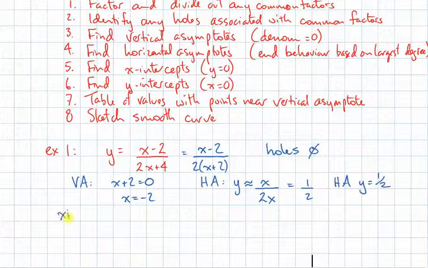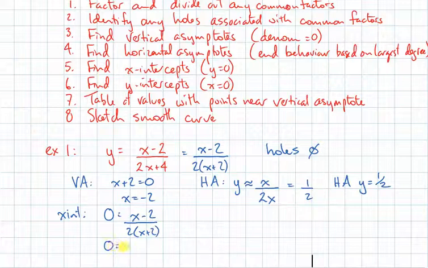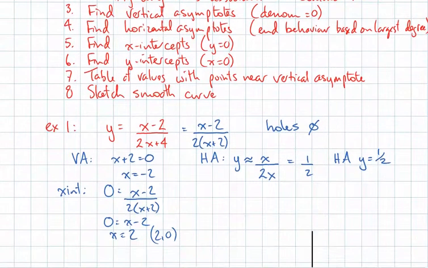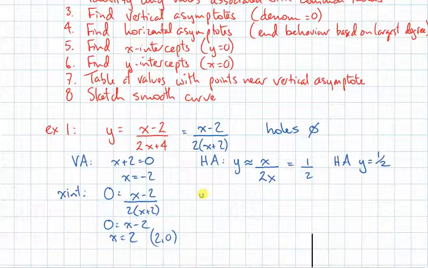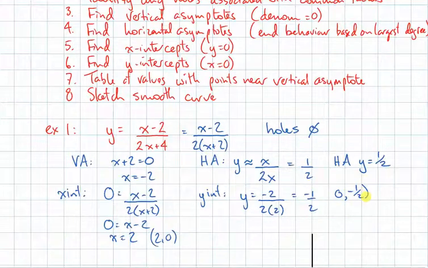The x-intercepts, that's when y equals 0. So I set the rational function to 0. And a fraction equals 0 when the numerator equals 0. So x = 2, or I can write it as the point (2, 0). I want the y-intercept next. The y-intercept happens when x equals 0. So I'm going to get y = -2/(2(0 + 2)), or y = -1/2, i.e. (0, -1/2).